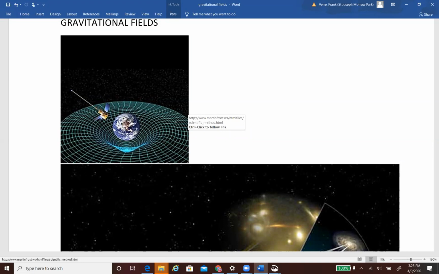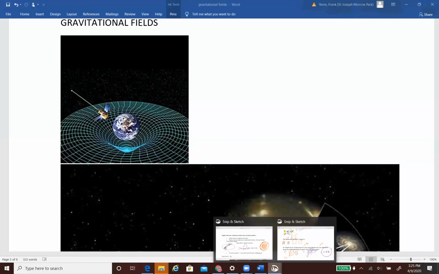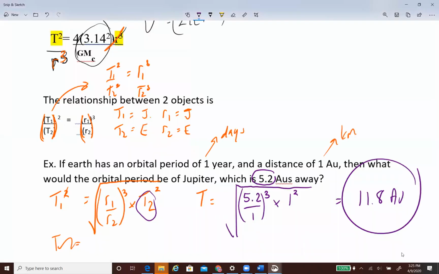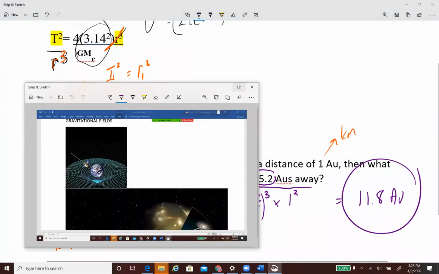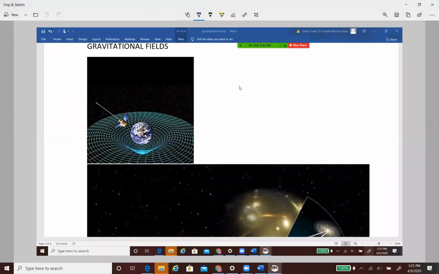Now, what's really interesting is we've been using the equation for the universal law of gravitation. But I want to show you something. It's one of those things where if you just take it for granted, you don't really think about it. You realize there's a flaw in some of the logic.